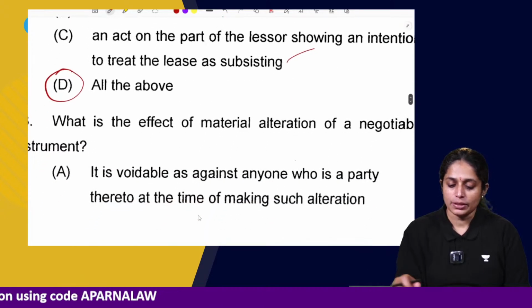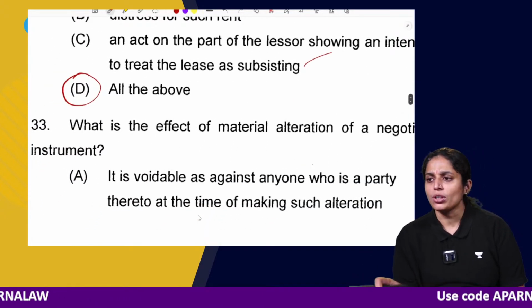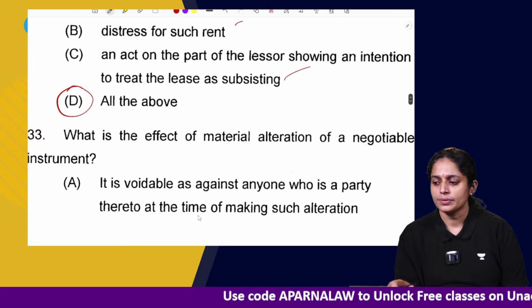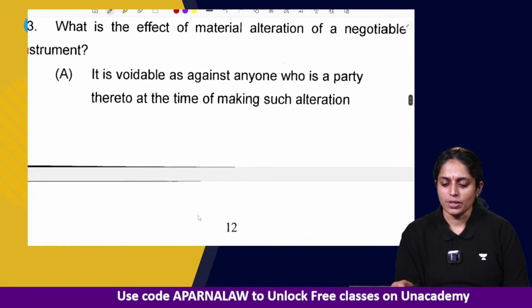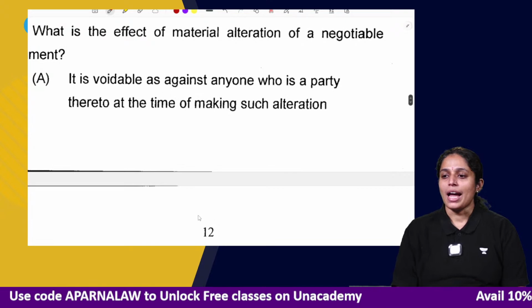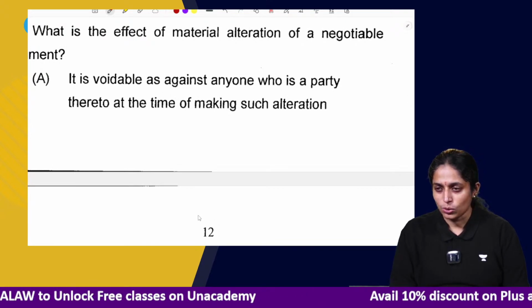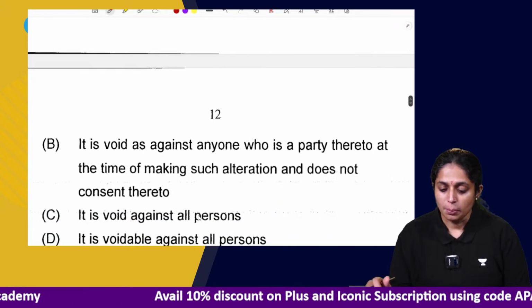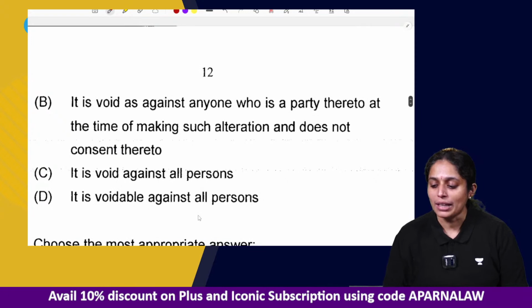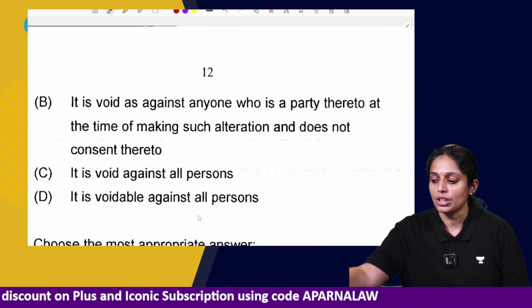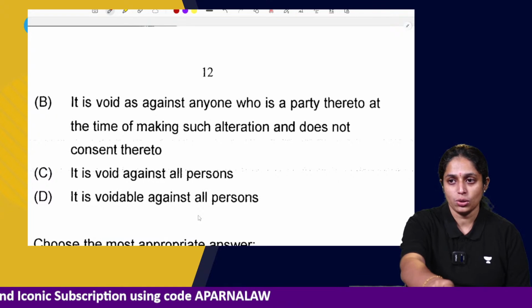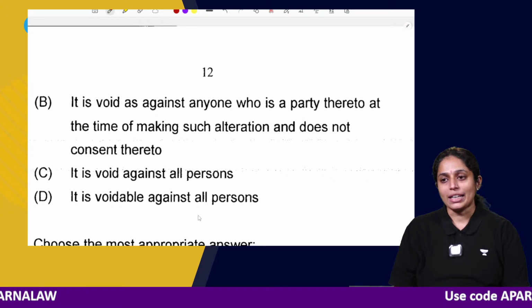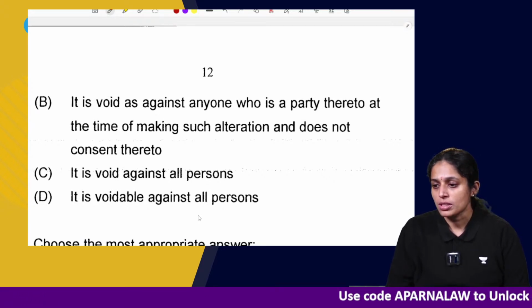Next, what will happen? 33rd question. What is the effect of a material alteration of a negotiable instrument? Okay, so these are the options. First option, A, it is voidable as against anyone who is a party thereto at the time of making such alteration. Then B, it is void as against anyone who is a party thereto at the time of making such alteration and does not consent thereto. Then the third one, C, it is void against all persons, and D, it is voidable against all persons.